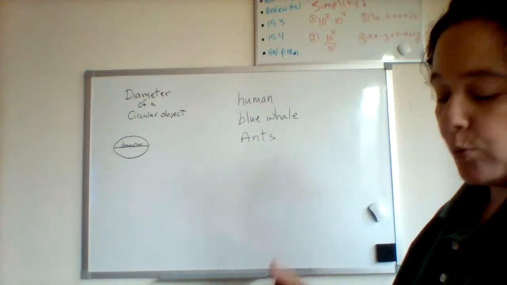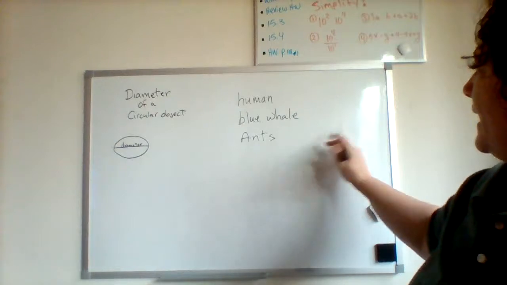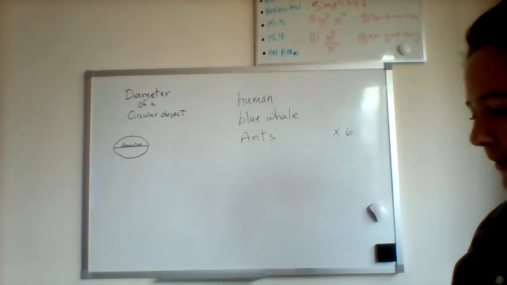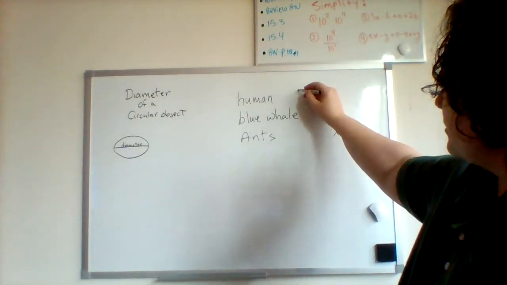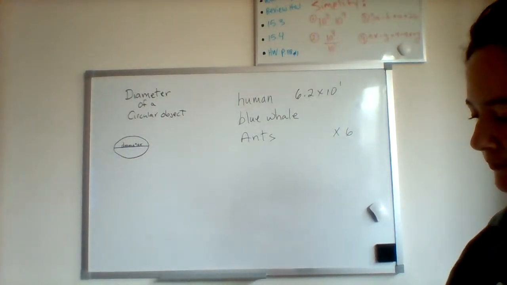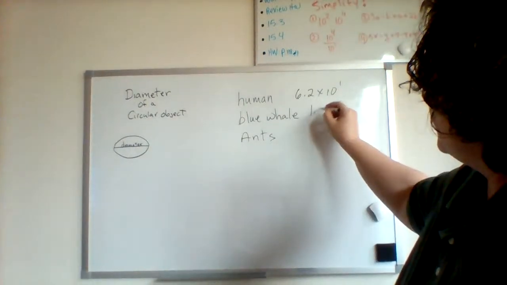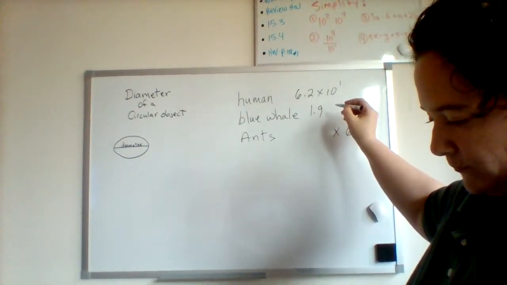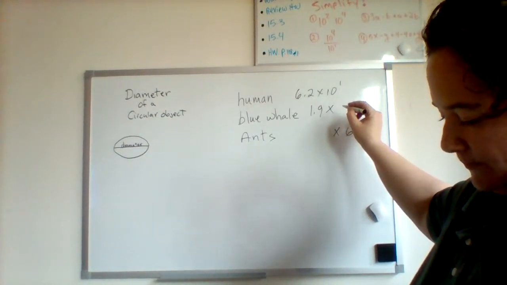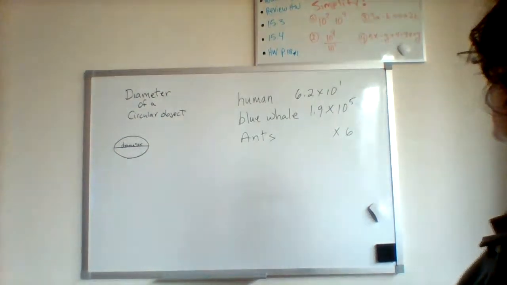Okay, now we have 1 human, 1 blue whale, and we have 6 ants. So whatever the ant is, you have to multiply it by 6, and these are each just 1. So what is a human again? Human again is 6.2 times 10 to the 1. The blue whale is 1.9 times 10 to the 5th power.